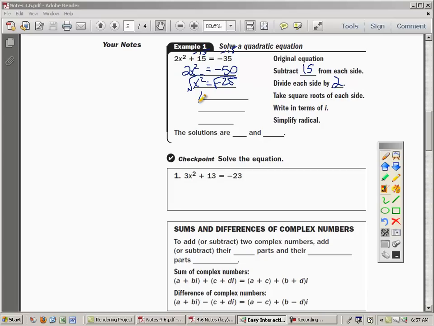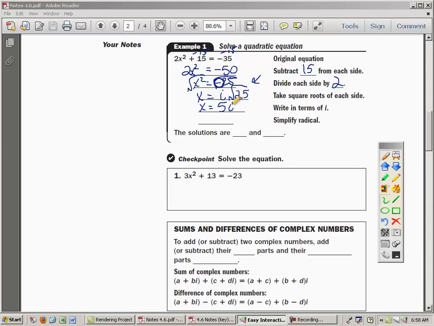This becomes x equals the square root of negative 25. Well, as we said before, the negative just becomes i out here, and I'm left with the square root of 25. All right? Now, we can go ahead and take the square root of 25. This is simply 5. And so we write the real component first. All right? So the square root of 25 becomes 5, and then you have the i.